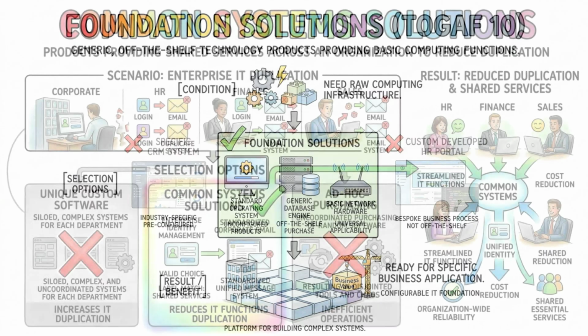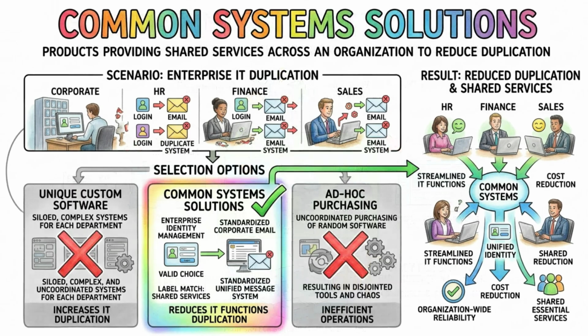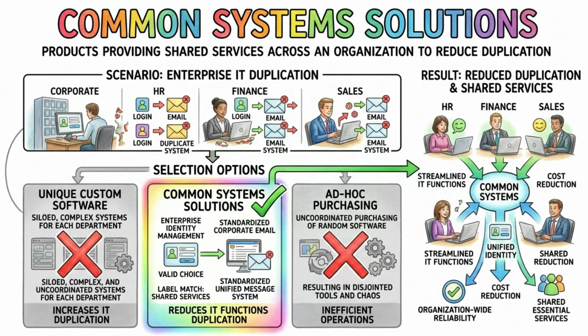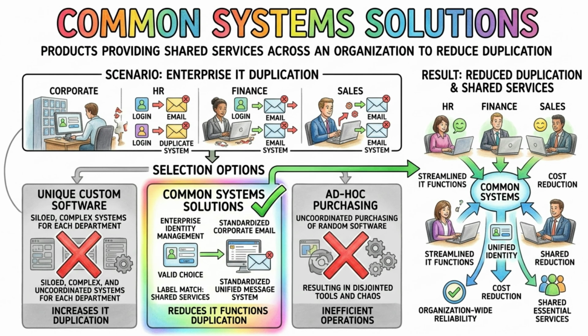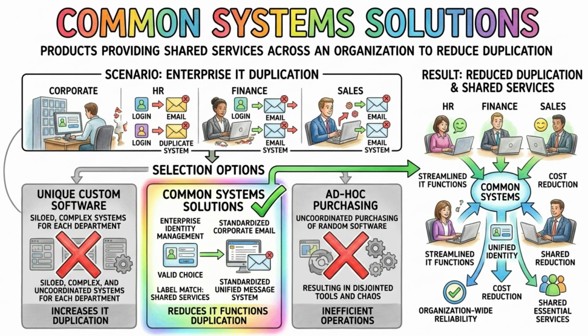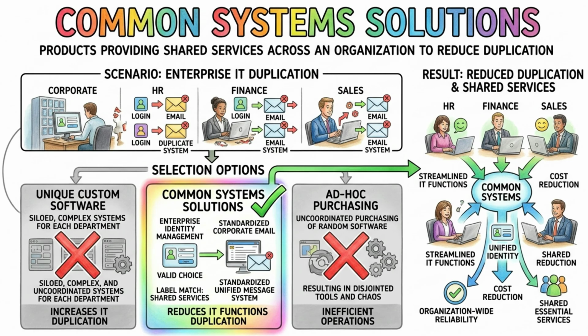The second level is common system solutions, which are products designed to provide shared services across an organization. A great example would be an enterprise identity management system or a standardized corporate email platform. These products provide essential services that multiple different departments and applications can rely upon simultaneously. Exam scenarios often describe these as enterprise-wide software products that reduce duplication of basic IT functions.